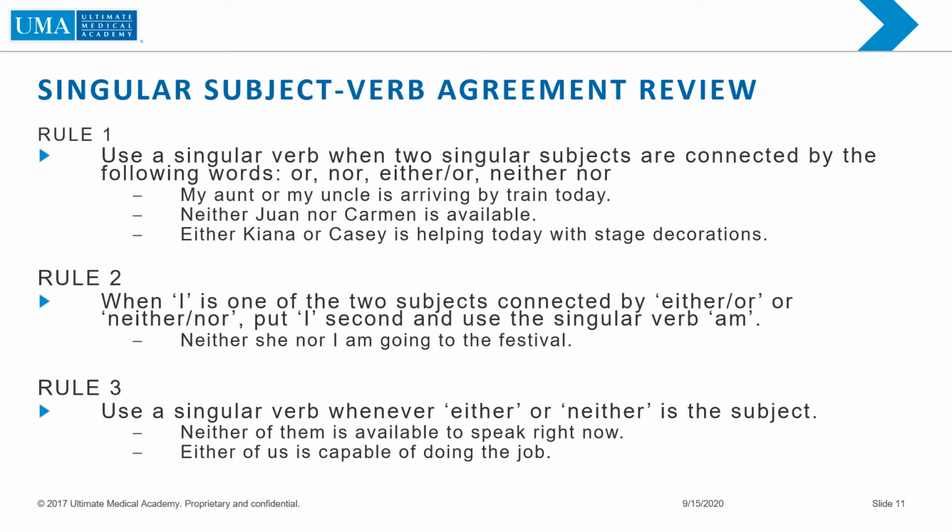Rule 2. When I is one of the two subjects connected by either or or neither nor, put I second and use the singular verb am. Neither she nor I am going to the festival. Okay? And rule number 3, use the singular verb whenever either or neither is a subject. Neither of them is available to speak right now. Either of us is capable of doing the job.